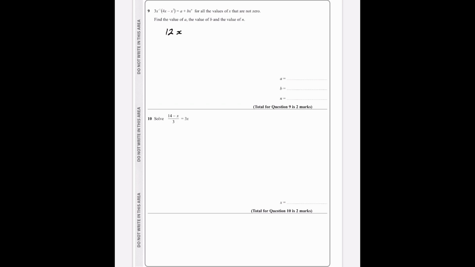Question 9, expanding out, add the powers with the x, so 3 times 4 is 12, x to the minus 1 times by x to the 1 is x to the 0, which is just 12, because x to the 0 will be 1, and the other part will be minus 3x squared, so a is 12, b is negative 3, n is 2. Solve the equation. The first step, multiply both sides by 3, add x to both sides, divide both sides by 10, and we get x equals 1.4, or if you prefer something like 7 over 5 as a fraction, 1 and 2/5 would be absolutely fine.